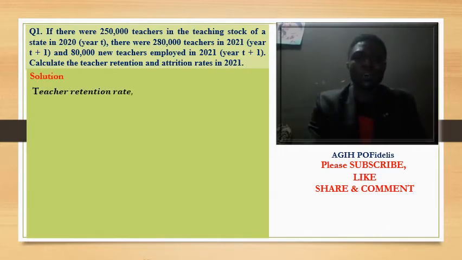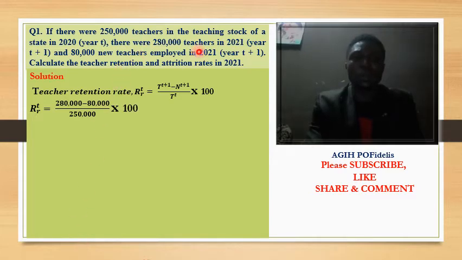Take note of this as we use a formula now. The teacher's retention rate is calculated by using the formula T raised to the power of T plus 1, which is the new academic year, minus the number of newly employed teachers, which is N raised to the power of T plus 1 that you see here, and then we have the total number of teachers in stock. And when we substitute into this formula, we're going to have the total number of teachers in the new academic session, 280,000.